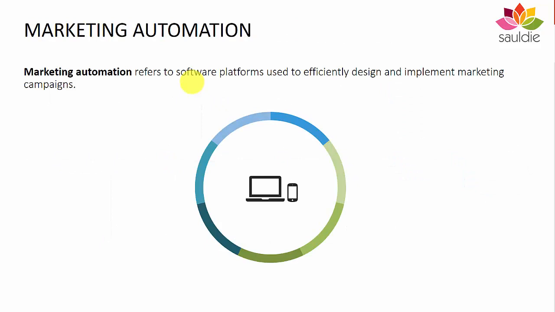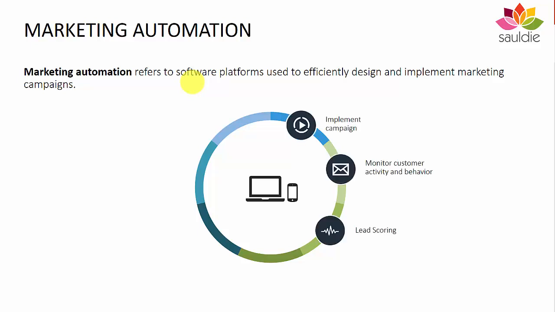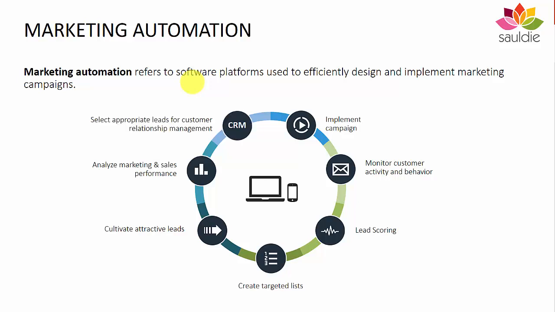Marketing automation is a very important thing in today's world, especially when we are talking about digital leadership, because that means we do not need to do everything ourselves or by hand, but there are marketing automation ways to use efficiently, design and implement marketing campaigns nearly on full automatic. So first implement a campaign, then monitor customer activity, lead scoring, create targeted lists, cultivate attractive leads, analyze marketing, and select leads for customer relationship management. And then the whole circle continues again.